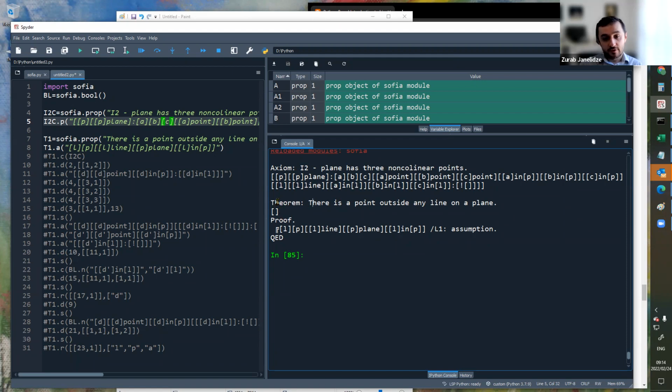The proof of this theorem just has one line so far. I've removed all the other lines because we're going to do that step by step. And the only line it has is an assumption.